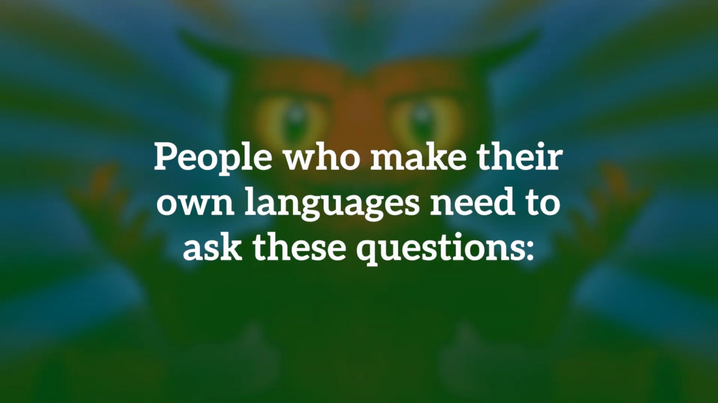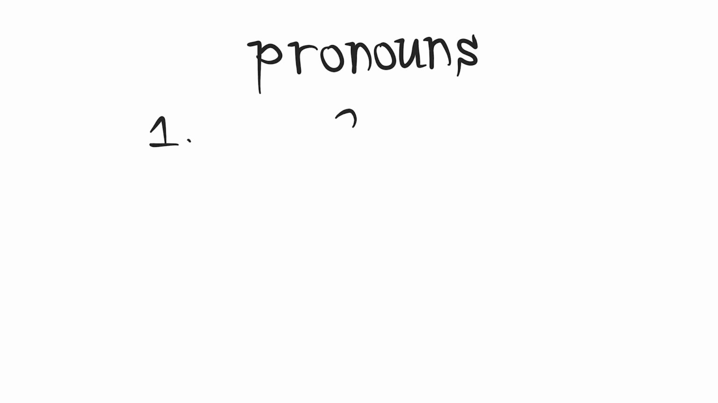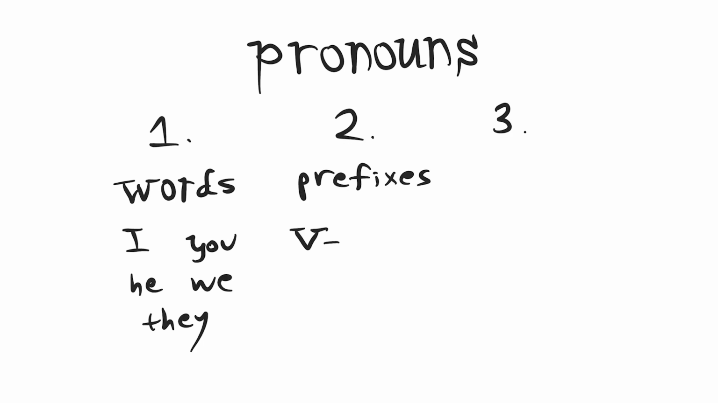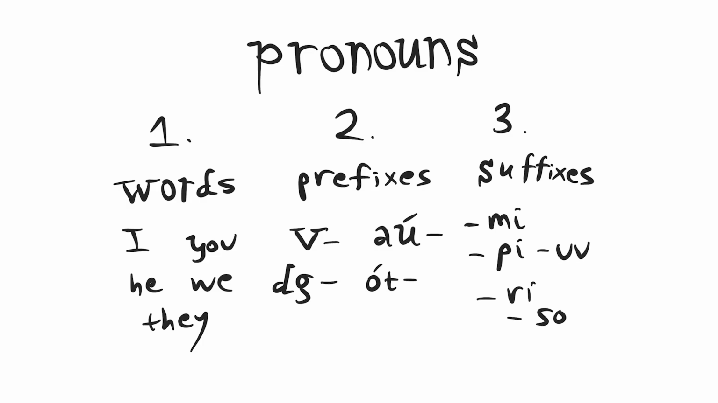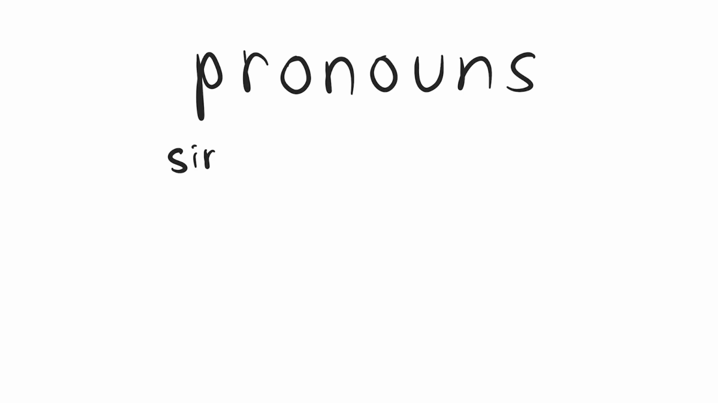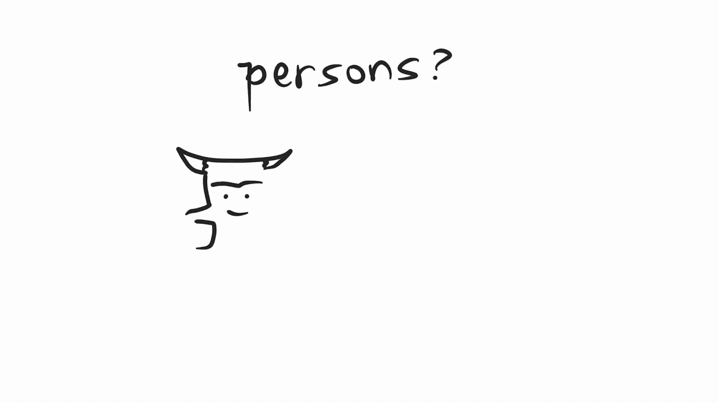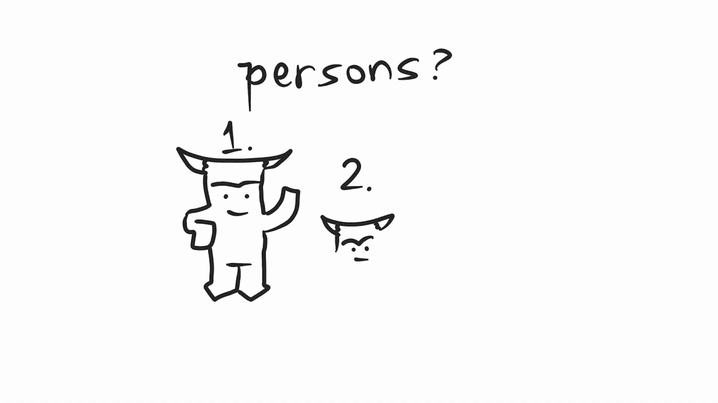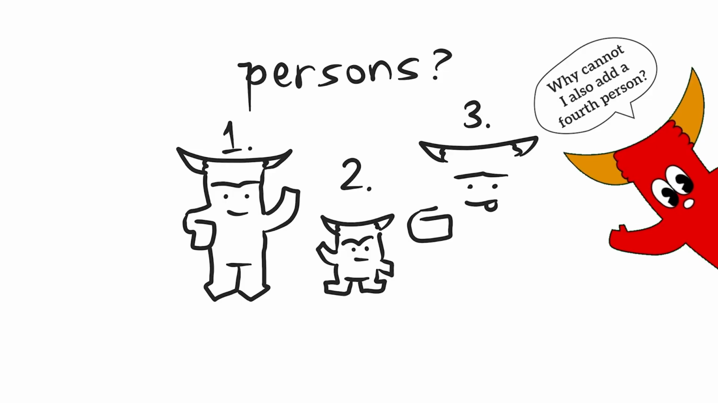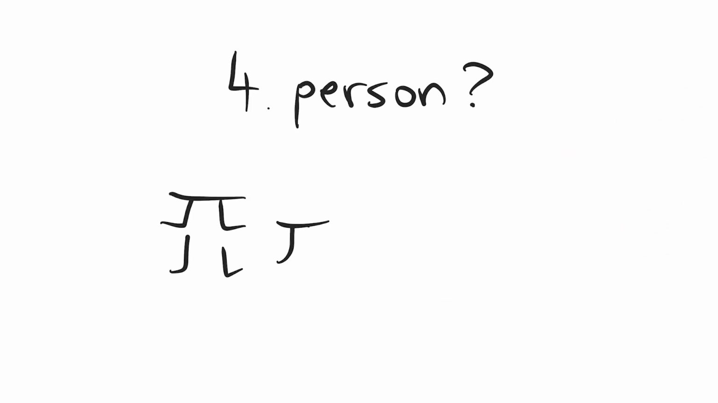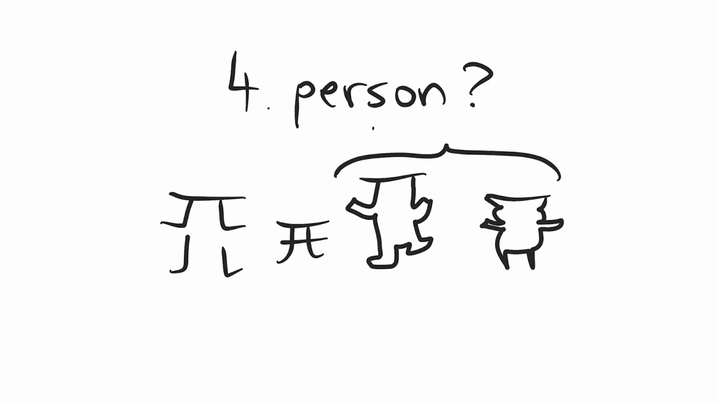People who make their own languages need to ask themselves some questions. What words will be used for pronouns, and will they have their own prefixes and suffixes? That's the matter of decision. To begin with making pronouns, you should create a simple system that will have singular or plural pronouns. My recommendation is to add 3 grammatical persons. But why can't I add a 4th person? Because every 4th or 5th person is still considered a 3rd person to the speaker.